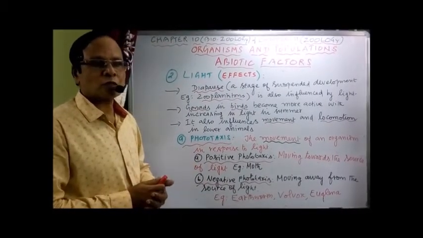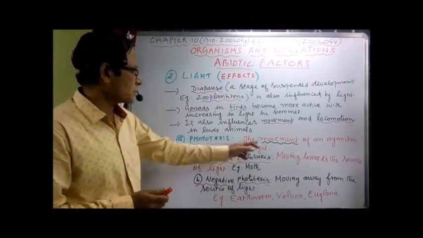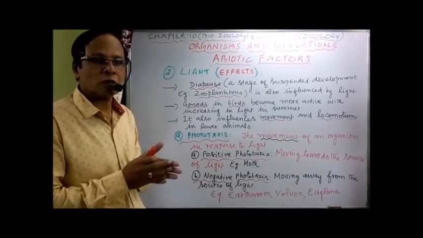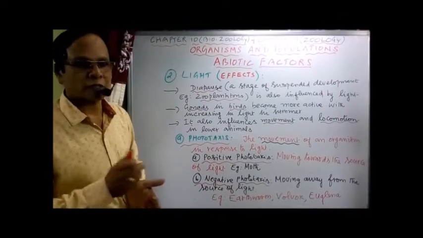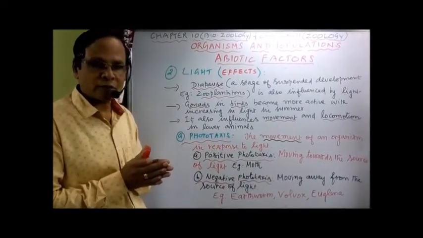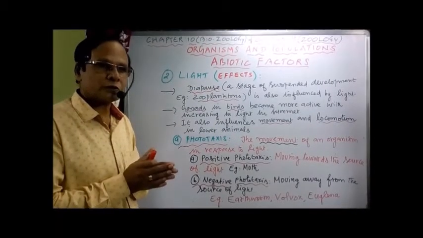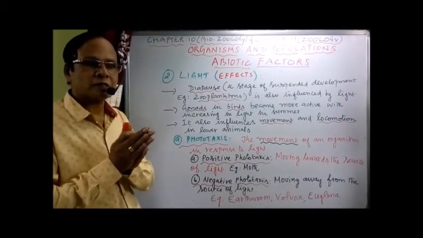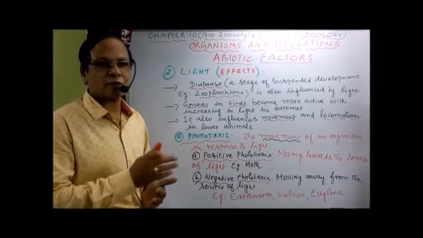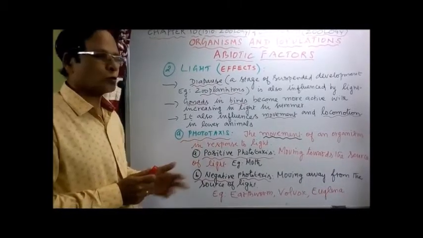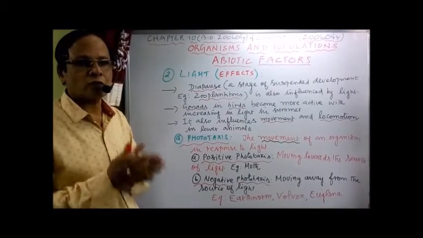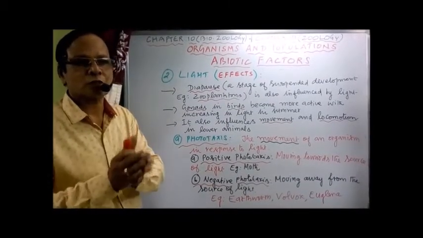The next one is called phototropism. Here it is in response to growth or orientation of a particular part of the body. In taxis the entire organism is moving, but in tropism, either phototropism or geotropism, the entire organism is not moving; only a part of the organism is moving towards the source of light or away from the source of light. That is called phototropism. It is the growth or orientation of organisms in response to light.